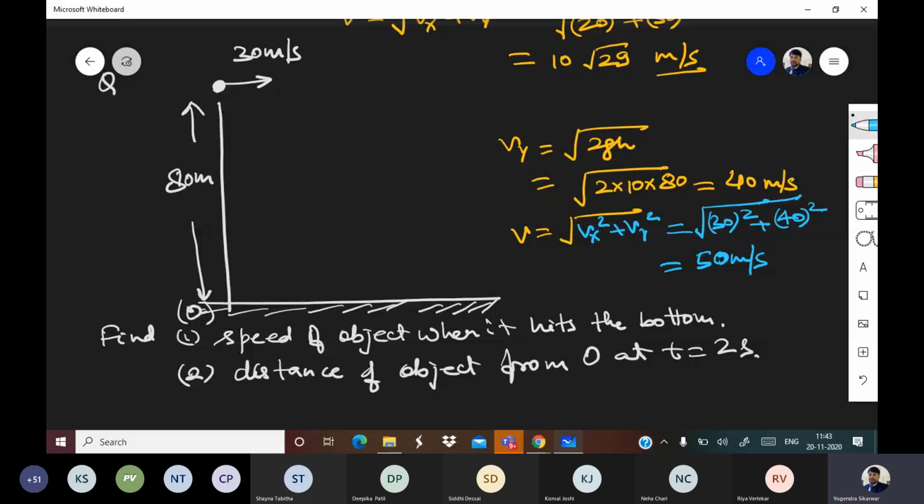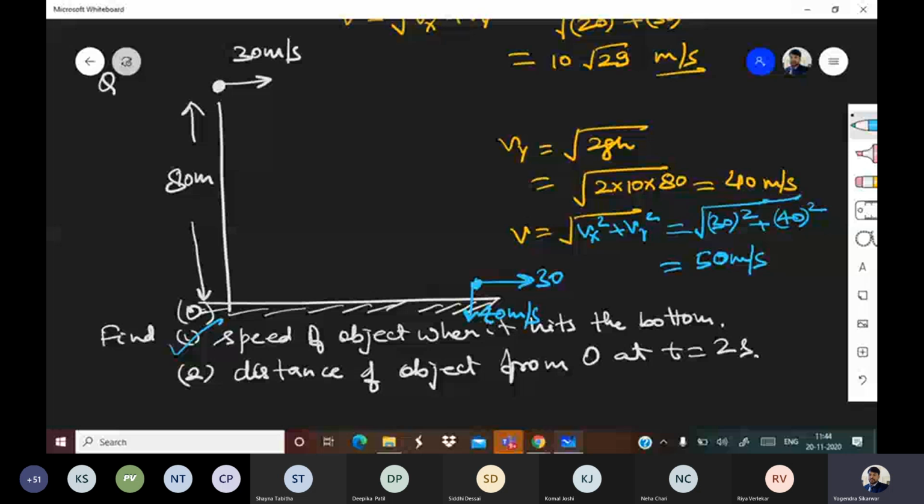And be very clear that at that moment when it is hitting the bottom, it will have 30 in this direction and 40 in this direction. Okay. Speed in each direction, velocity basically, because velocity is a vector quantity, you can break it in components. So velocity along horizontal will be 30 and it will remain the same. Velocity along vertical will be 40 meter per second. All right. Now distance of object from point O.